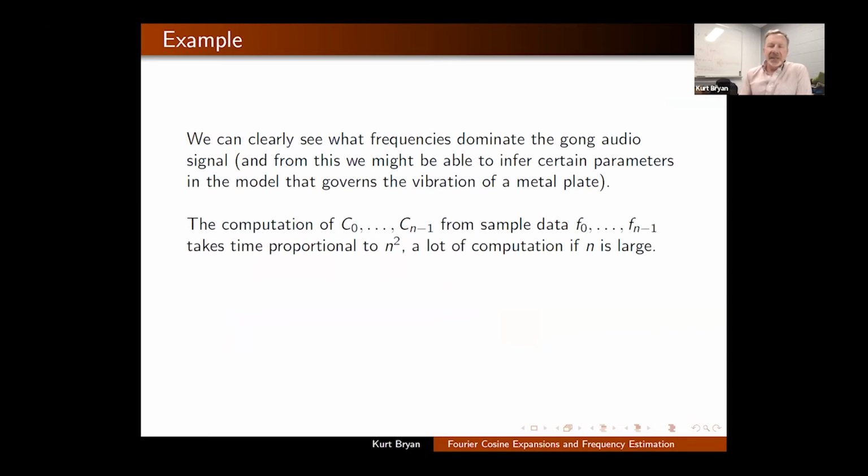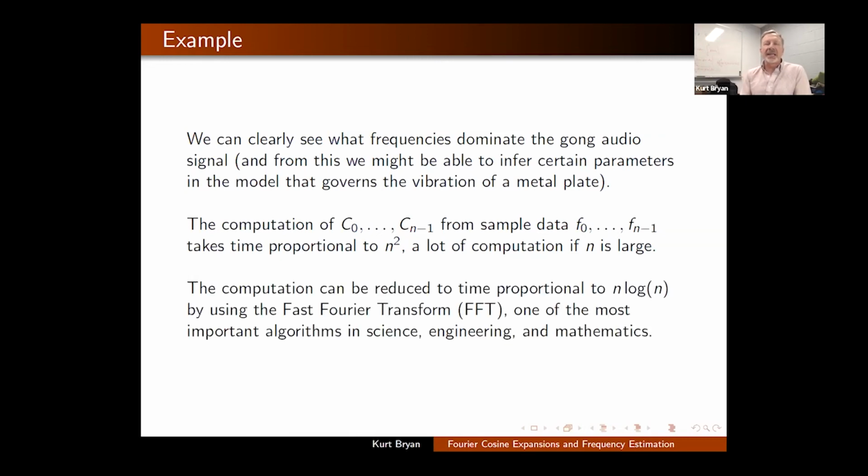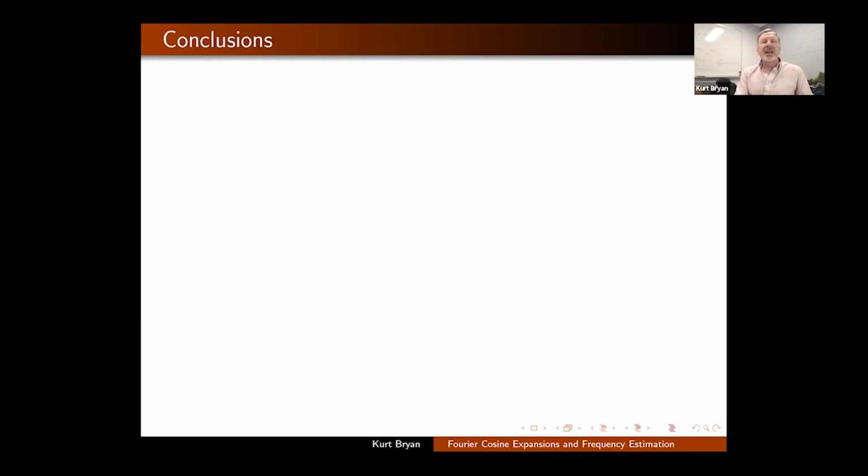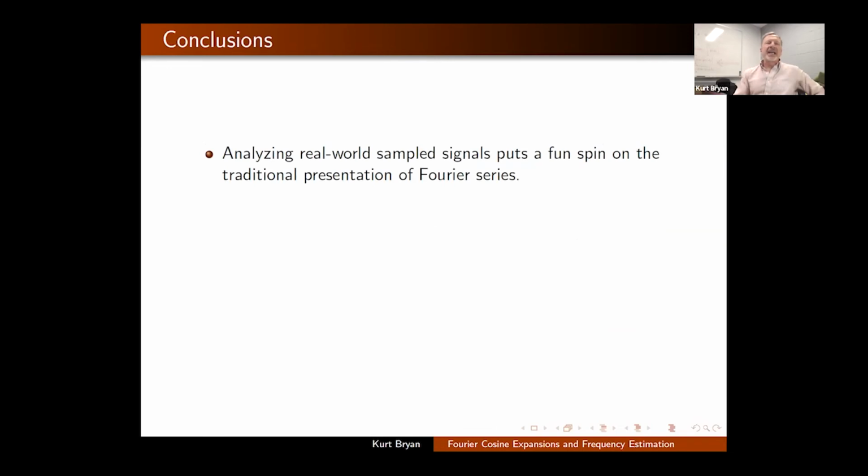So it's a lot of computation, but almost all the software that the book supports, Maple, Mathematica, MATLAB, and Sage, all have routines for computing these coefficients quickly. It's all based on the fast Fourier transform. You can do this with a fast Fourier transform, which is arguably one of the most important algorithms of the last 100 years. So I have the students do this and analyze their own audio signals, and it just puts a fun spin on it.